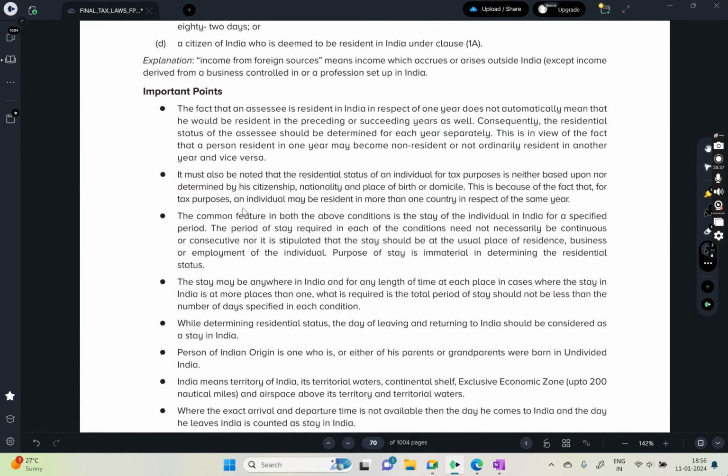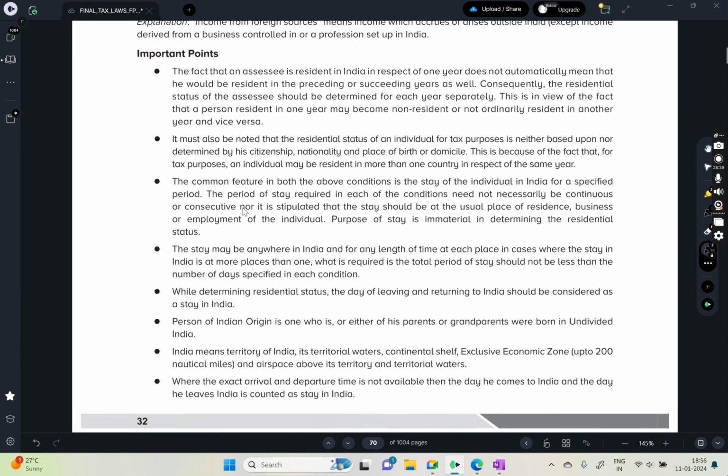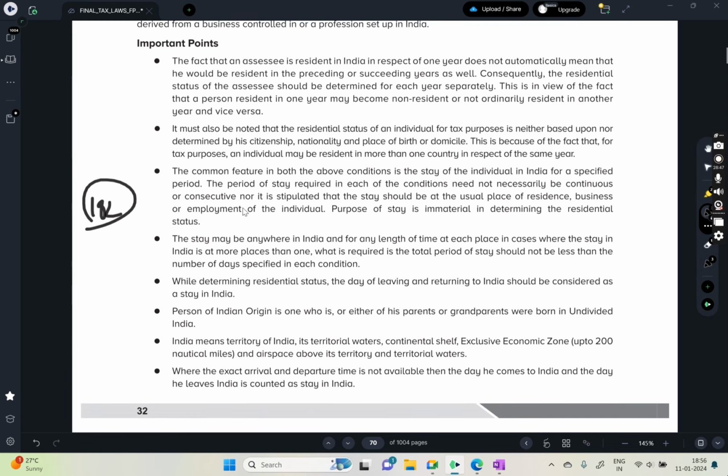Now there are some points which we need to know. Here I am talking about the days. We need to calculate that he's staying 182 days, right? So we are talking about arrival and departure. Departure means leaving India, arrival means you are coming to India, right?